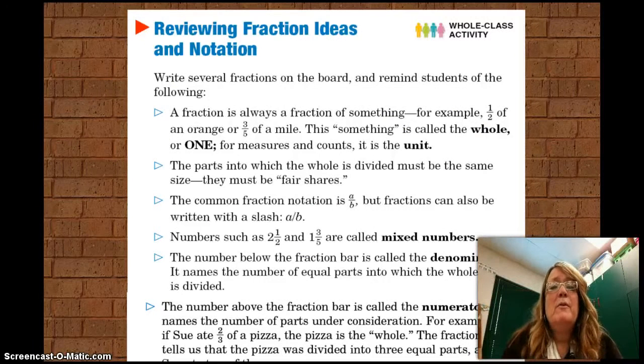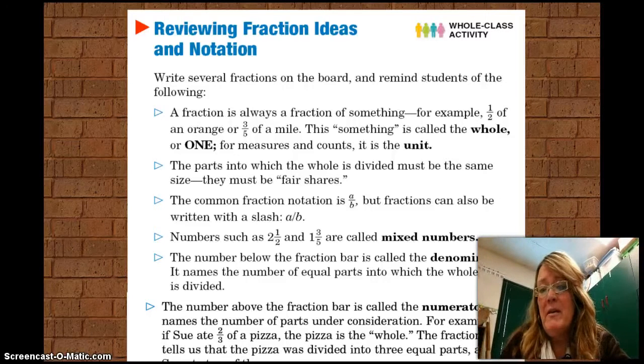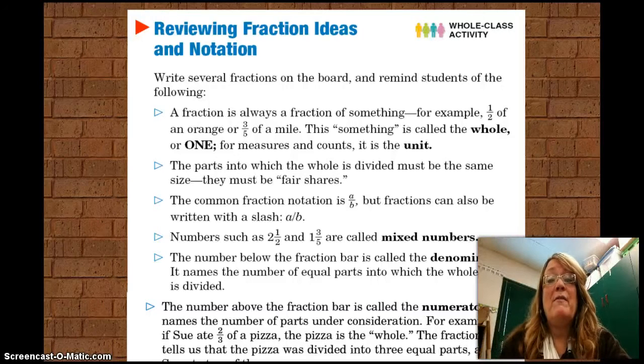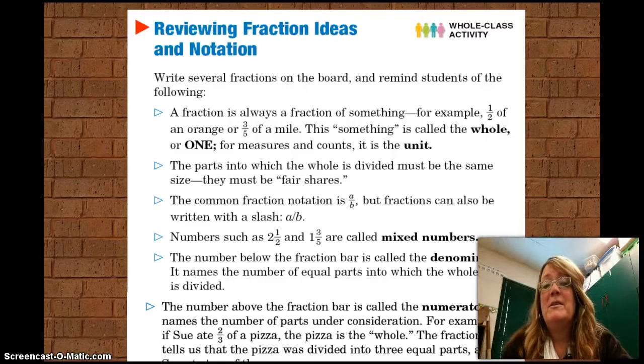So let's review. I'm going to write a few fractions here to remind you students that a fraction is always a fraction of something. For example, a half of an orange or 3/5 of a mile. This something is called the whole or the one. For measures and counts, it is a unit. The parts into which the whole is divided must be the same size. They must be fair shares, meaning exactly the same.